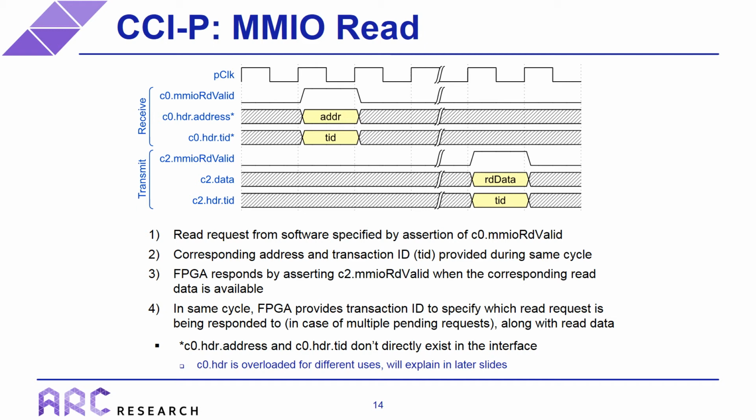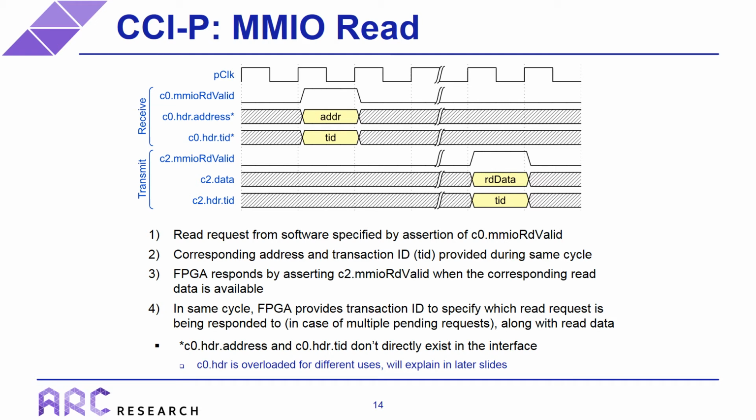Then some number of cycles later, when that data is available, it provides the data on channel C2 of the transmit port. It puts the read data on C2.data of the transmit port. It provides the transaction ID for the corresponding transaction, and in the same cycle, the AFU would assert the MMIO read valid signal of channel 2 of the transmit port. That basically tells CCI-P that the data that was requested for the read is now available, so send it back to the processor.